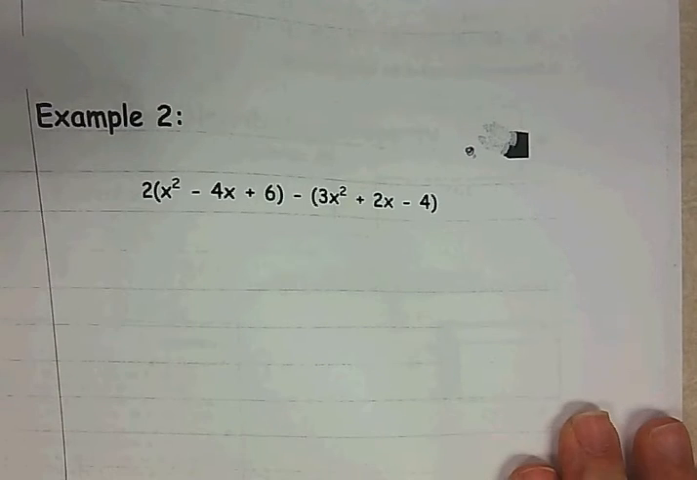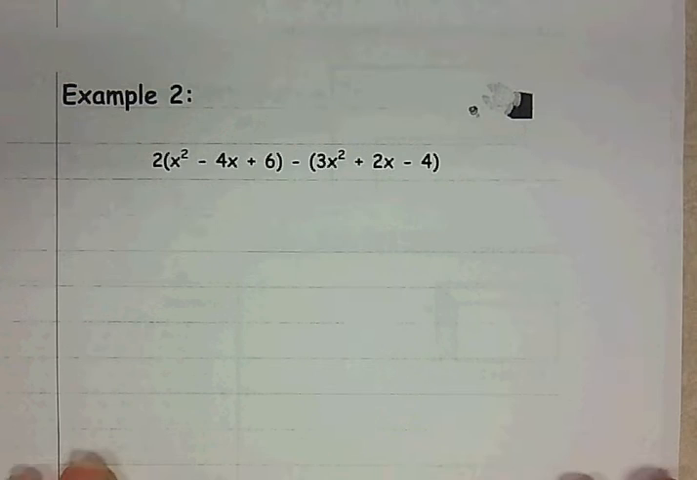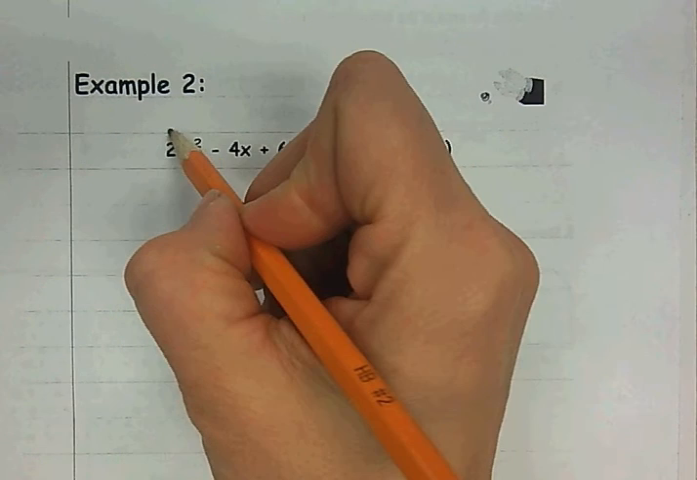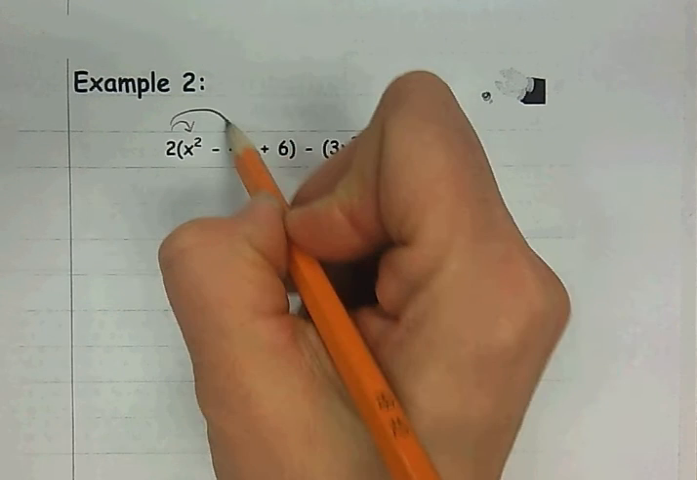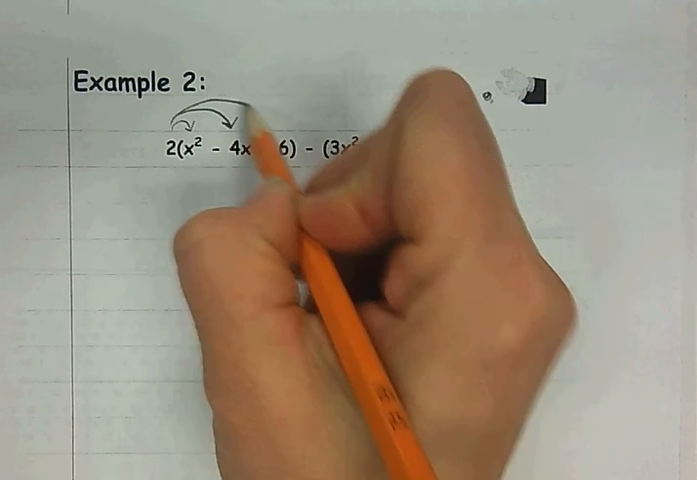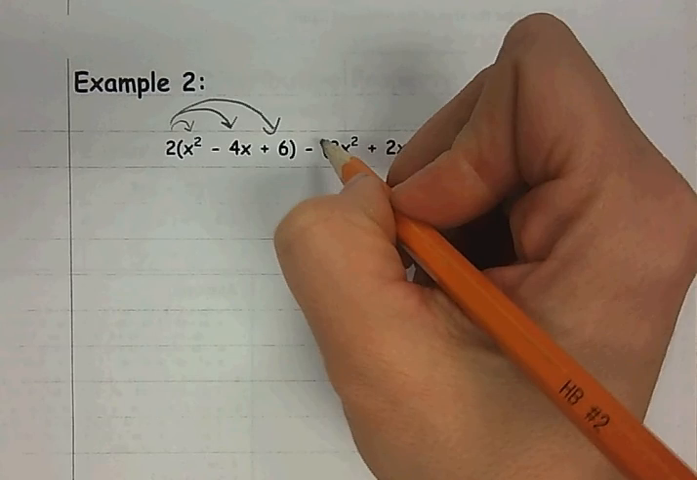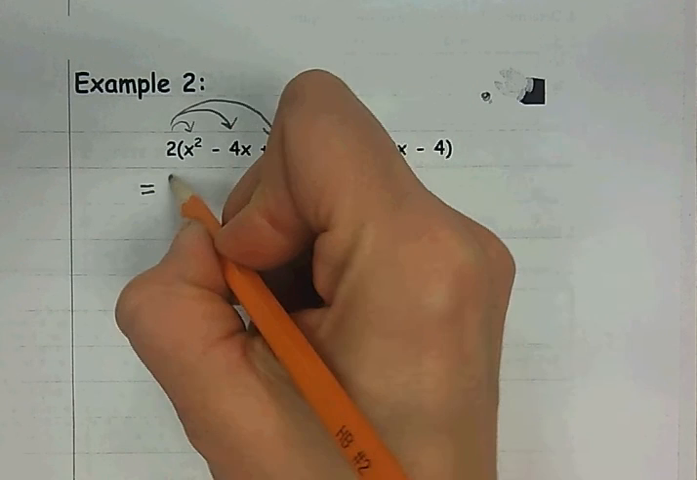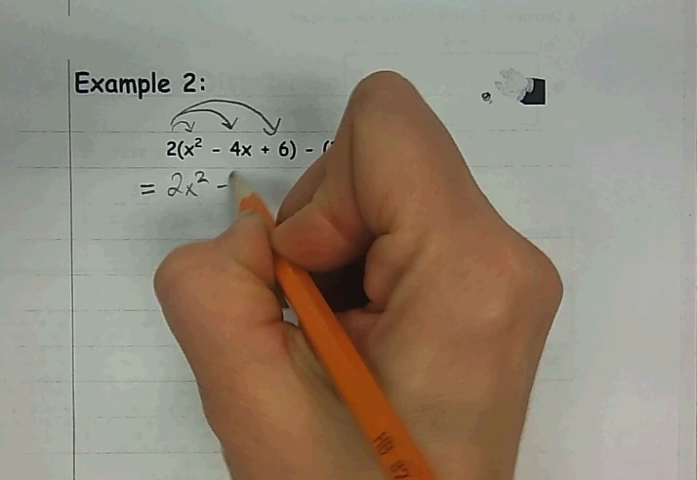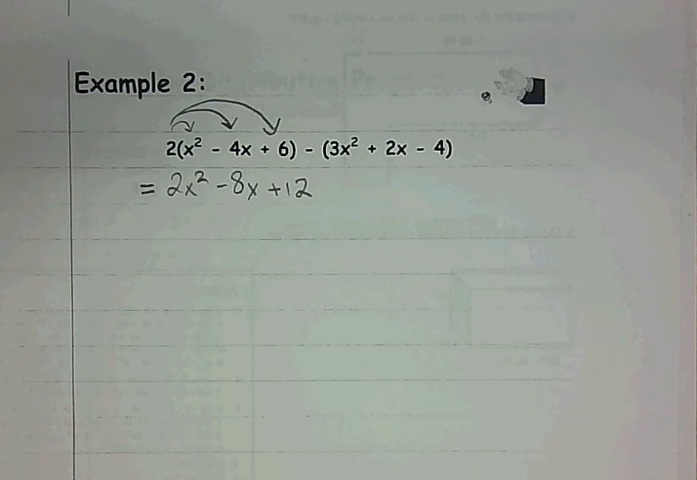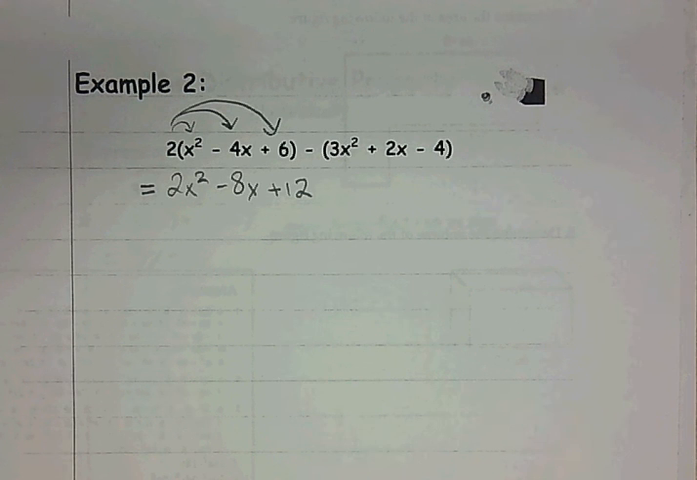And our second example, expand and simplify. You can see that the distributive property can also be applied to a trinomial, and that means we're going to multiply 2 by 3 different terms. So let's do that part first. 2x squared, negative 8x, and positive 12. 2 times x squared, 2 times negative 4x, 2 times 6.